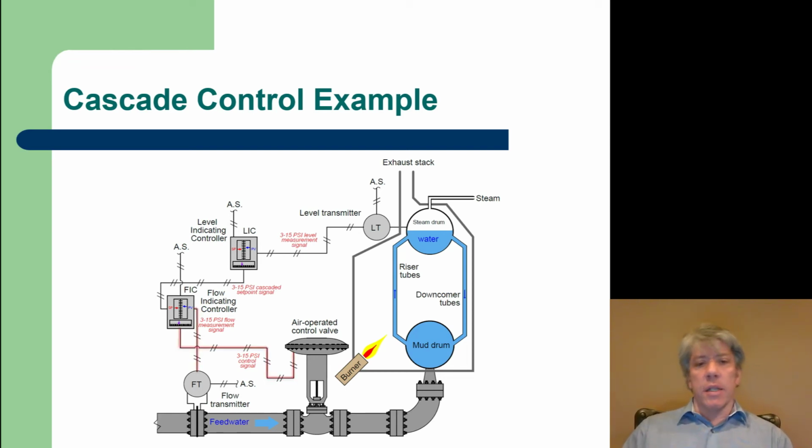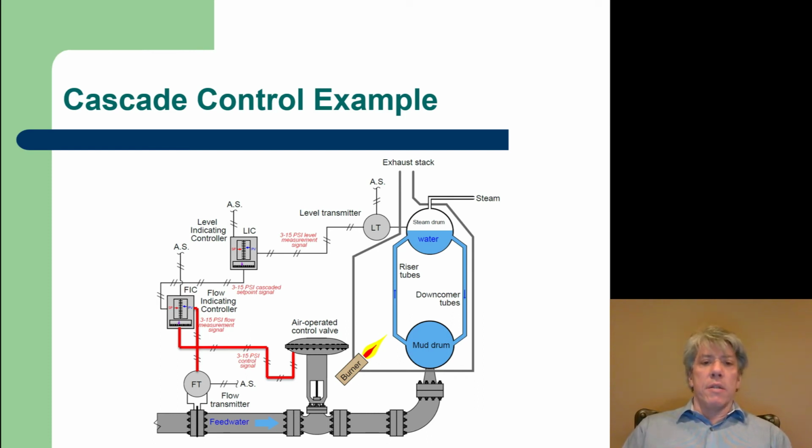If we add some color to the inner loop, red lines, you can see that the flow indicating controller measures the flow rate from flow transmitter FT and then adjusts the air operated control valve in order to control the flow rate of the feed water coming into this evaporator.